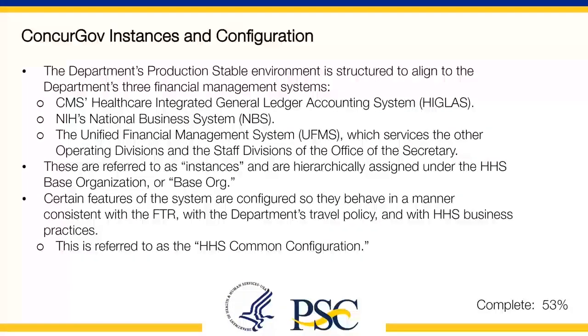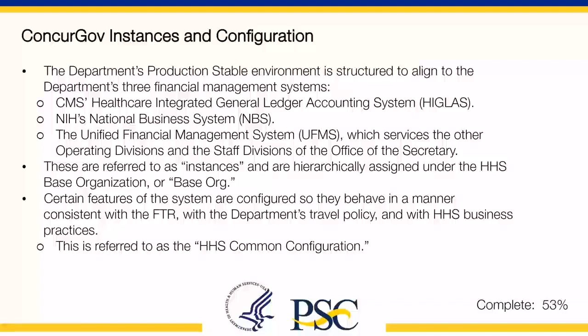The department's production stable environment is structured to align to the department's 3 financial management systems. CMS Healthcare Integrated General Ledger Accounting System, HIGLS. NIH's National Business System, NBS. The Unified Financial Management System, UFMS, which services the other operating divisions and the staff divisions of the Office of the Secretary. These are referred to as instances and are hierarchically assigned under the HHS base organization, or base org.